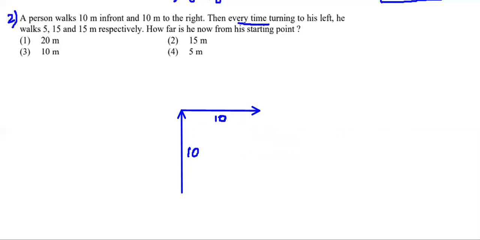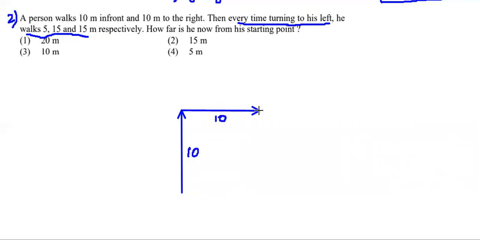Then every time to his left, he walks 5 meter, 15 meter, 15 meter respectively. So that means he's going to turn to his left hand side continuously. I mean, successively, he's going to turn to his left hand side and walk 5 meter, 15 meter, 15 meter respectively. So let's take those steps carefully one by one. Is it okay? Yeah, fine.